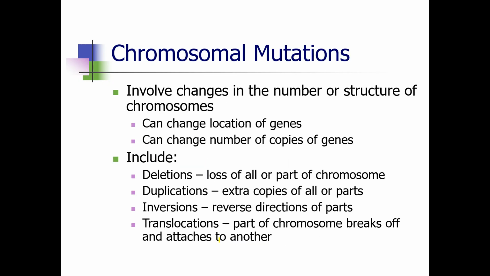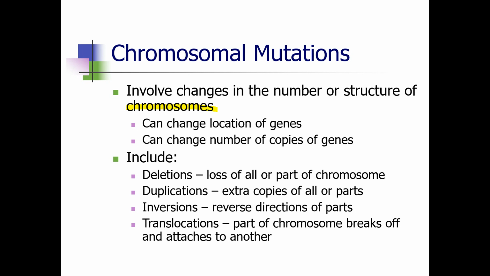Now, another type of mutation could be a chromosomal mutation. And this is where you have it at the whole chromosome level, where you could have pieces of chromosomes or whole chromosomes that are affected. And in this case, you're going to have many genes and therefore many effects, okay?